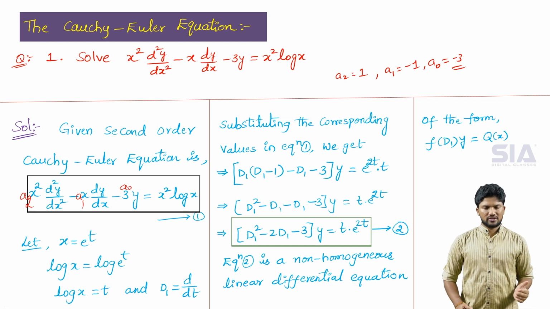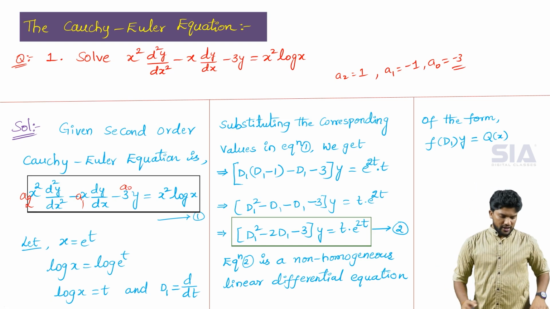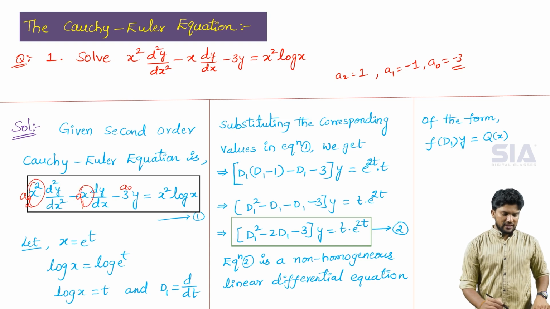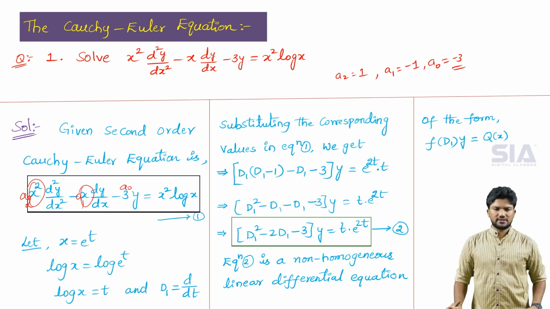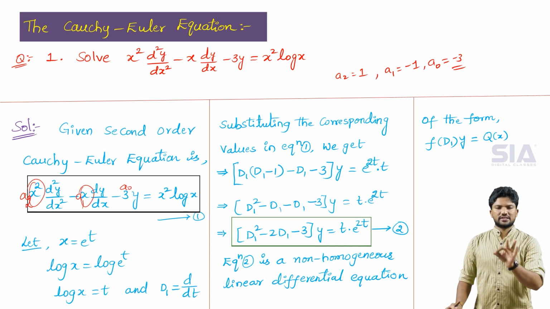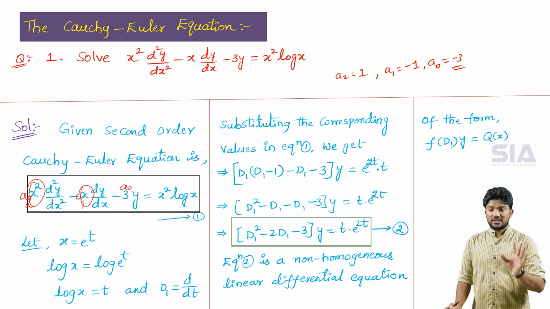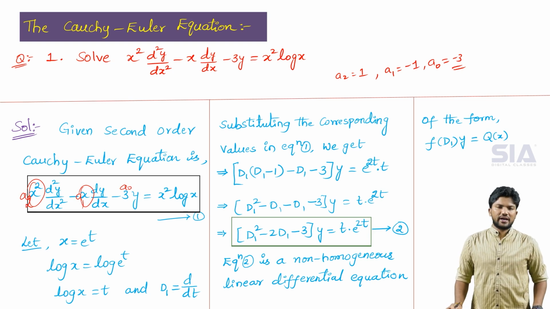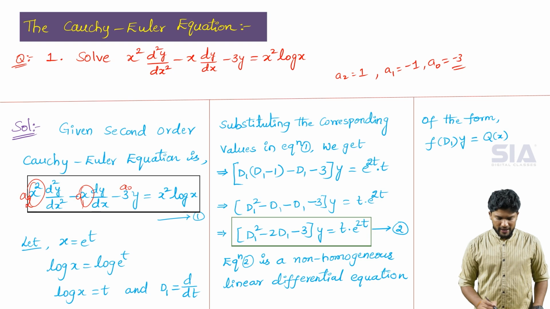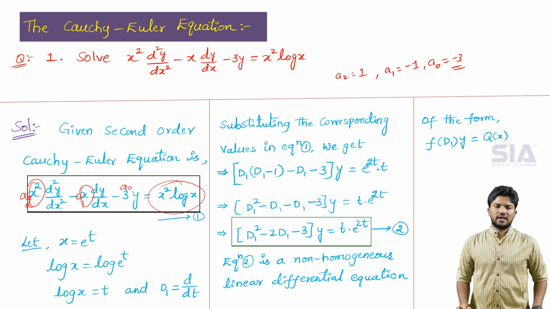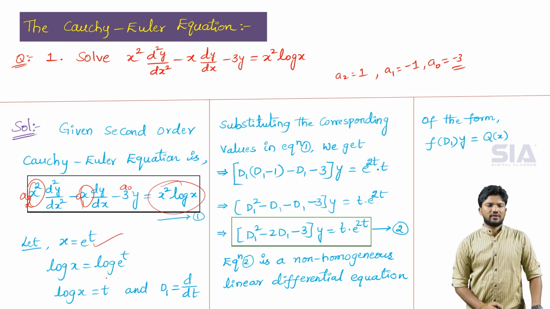When we discussed the general derivation, x square and small x were the non-constant coefficient functions, but a suffix 2, a suffix 1, a suffix naught are the constant values, that is 1, minus 1 and minus 3. And this is the RHS, Q of x value. Take x is equal to e power t.